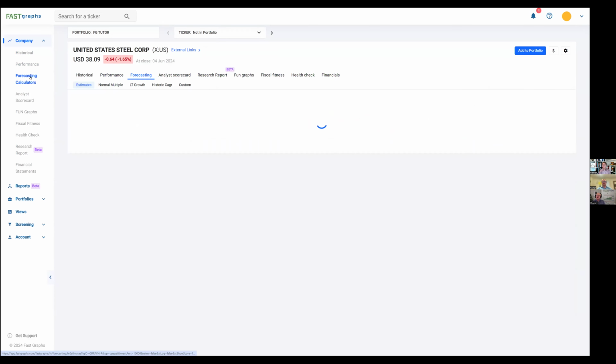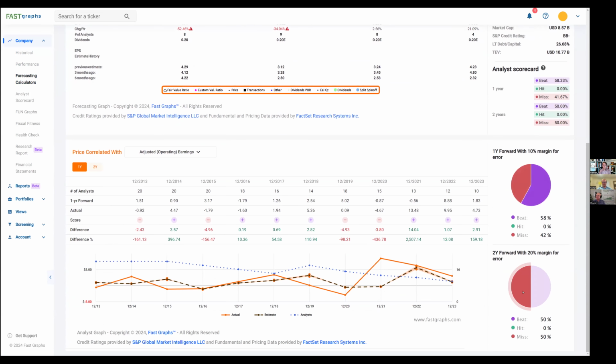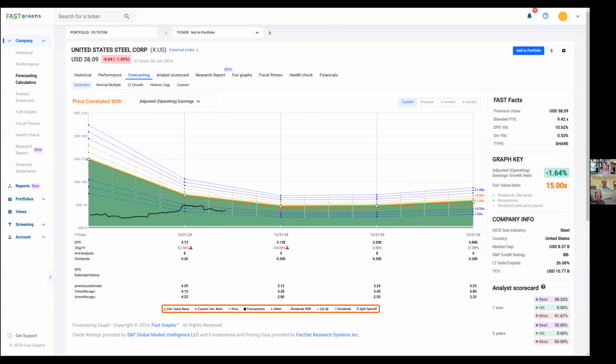When I go to the forecasting calculators here and look at what the analysts are forecasting going forward, I also learned that analysts are wrong about half the time. Half the time they beat it, and half the time they miss it. So my confidence level in whether or not these analysts are accurate is going to be much lower than it was on a stock like Elements.